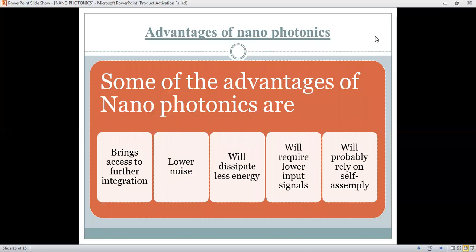Now I'm talking about the advantages of nanophotonics. Some of the advantages are: the first one is that it brings access to further integration, the second one is lower noise, the third one is that it will dissipate less energy, the fourth one is that it will require a low input signal, and the last advantage is that nanophotonics will probably rely on self-assembly.